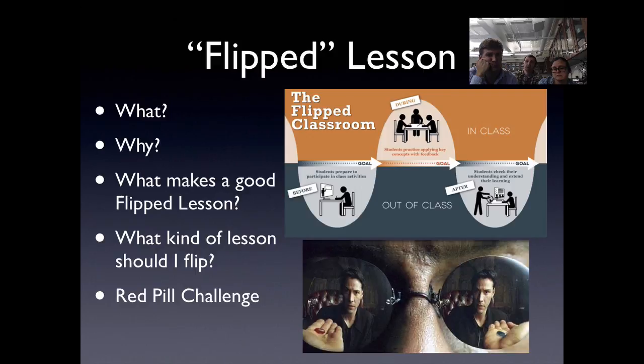So the Red Pill Challenge, if you guys have seen The Matrix, Neo, Keanu Reeves, gets the option of taking either the red pill or the blue pill from Morpheus. If he takes the blue pill, he'll just wake up in his bed and everything will be the same. If he takes the red pill, he'll actually get to find out what the Matrix is. And this is kind of like the flipped classroom, or creating at least a lesson that uses the flip model. You can either not do it at all and you'll never know the benefits of it or the drawbacks from it, or you can do it.